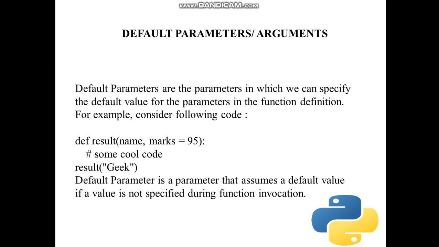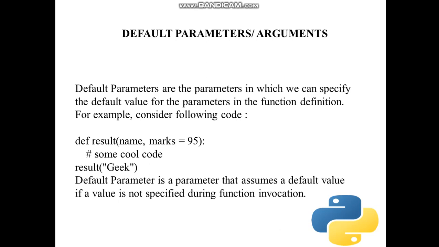For example, consider the following code. Again the same function result(name, marks=95). That means while calling, if I just give the name, it will give me proper output, where it will calculate the CGPA also, it will print the name of the student, and it will print the marks, that means the CGPA also, correct?